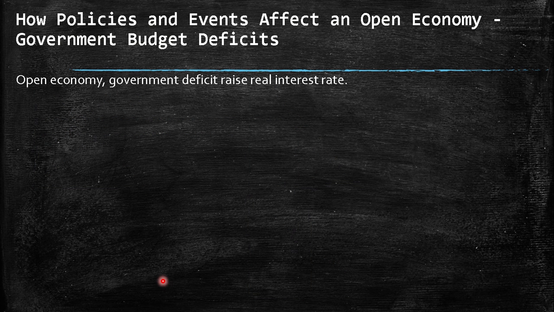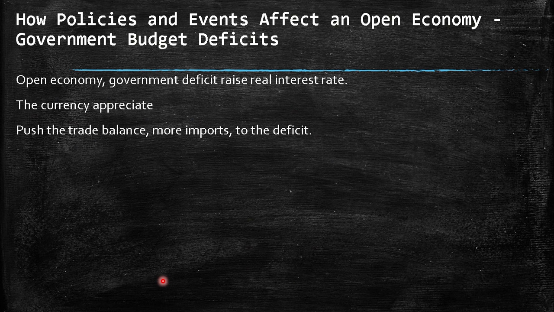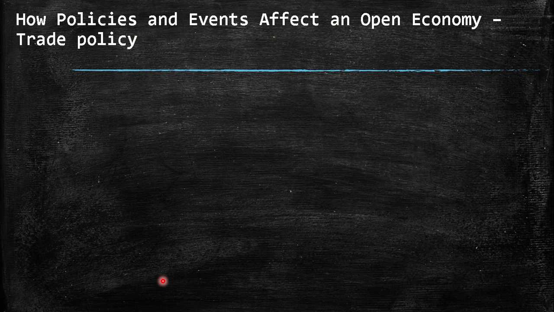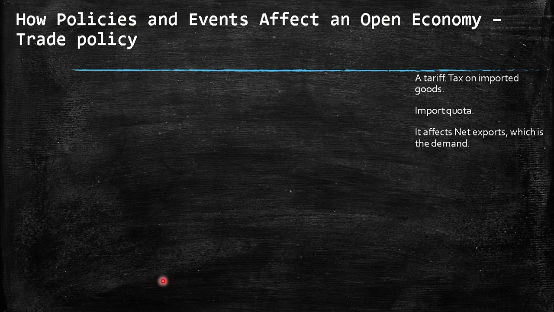So in an open economy, a government deficit raises the real interest rate, the currency appreciates, and this pushes the trade balance toward more imports and a deficit. Okay, what about trade policy? A trade policy could be a tariff, which is basically a tax on imported goods. It could be a quota, where you have a limit on the goods that you are importing, and this should affect net exports, which is the demand. So the net exports increase from the decrease of imports.